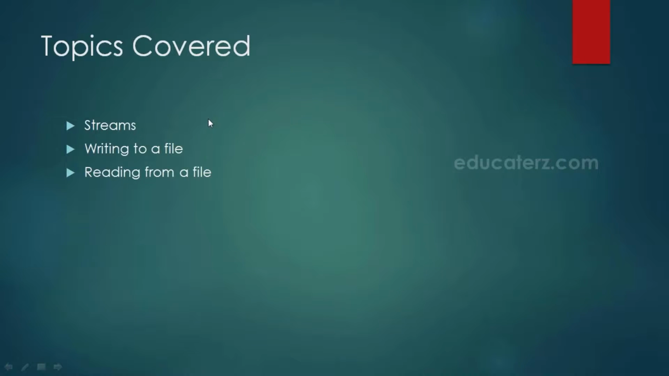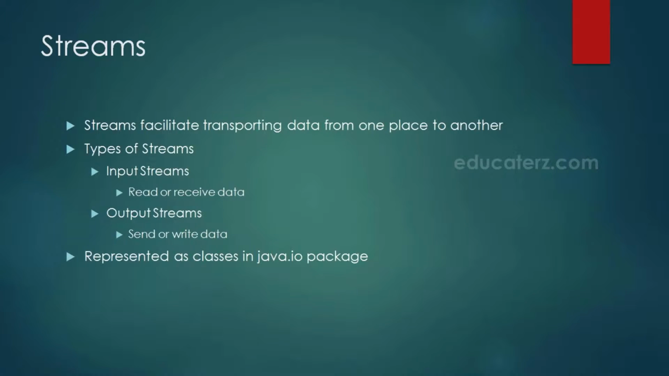In this video, we are going to learn about streams and how to write to a file and how to read data from a file. So streams basically facilitate transporting data from one place to another. Different streams are needed to send or receive data through different sources. For example, to receive data from keyboard, we need a stream, and to send data to a file, we need another stream. So without streams, it is not possible to move data in Java. A stream carries data just as a water pipe carries water from one place to another.